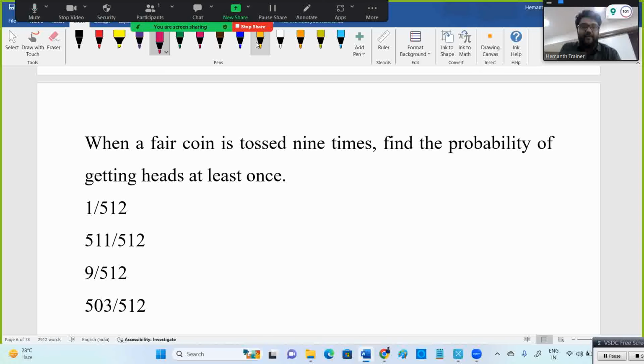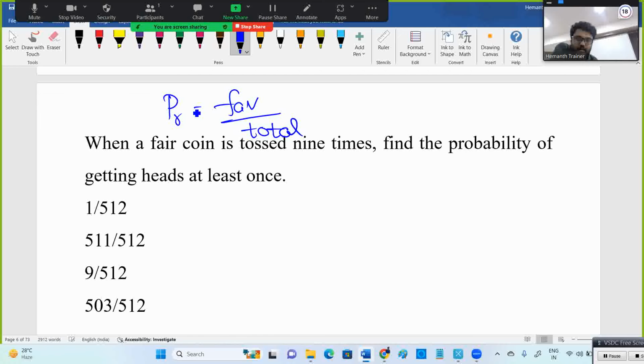Probability, everybody knows, is favorable out of total. So total is nothing but 2 power 9 here, as it is tossed 9 times. Many people skip the question when they see 9 times, but it's easy. Here they're asking that at least once you need to get head. That's success. Failure is no head. If I don't get any head, then it is a failure case.